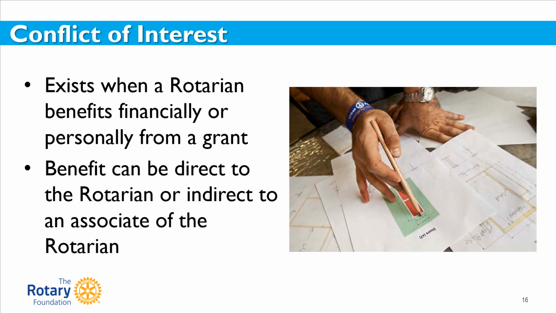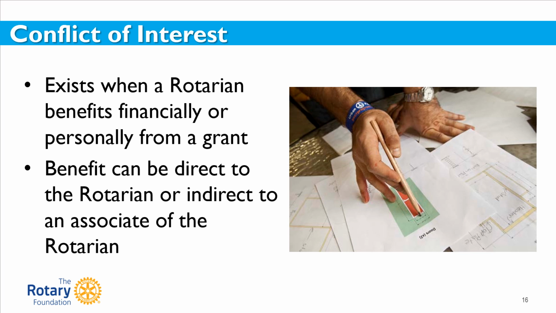Associates can include family members, friends, other Rotarians, personal acquaintances, colleagues, and business partners. Rotarians have a reputation for professional integrity. Addressing and preventing conflicts of interest helps preserve this reputation for the club, the district, and the Rotary Foundation.